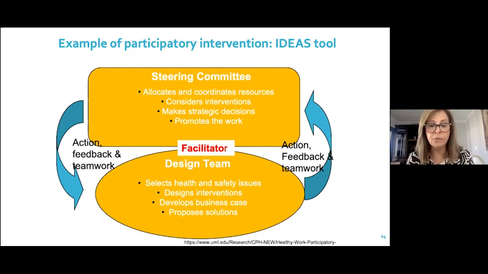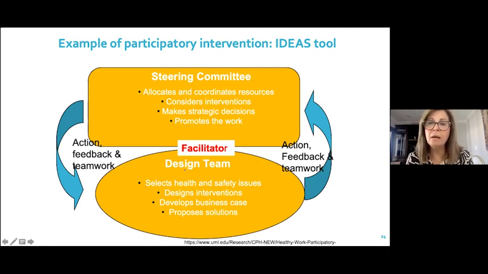IDEAS stands for Intervention Design and Scorecards, and the tool is based on communication and collaboration between two committees. We have the management committee or steering committee, and they basically allocate and coordinate the resources, they consider interventions, they make strategic decisions about the plan, and also help promote it at the workplace.